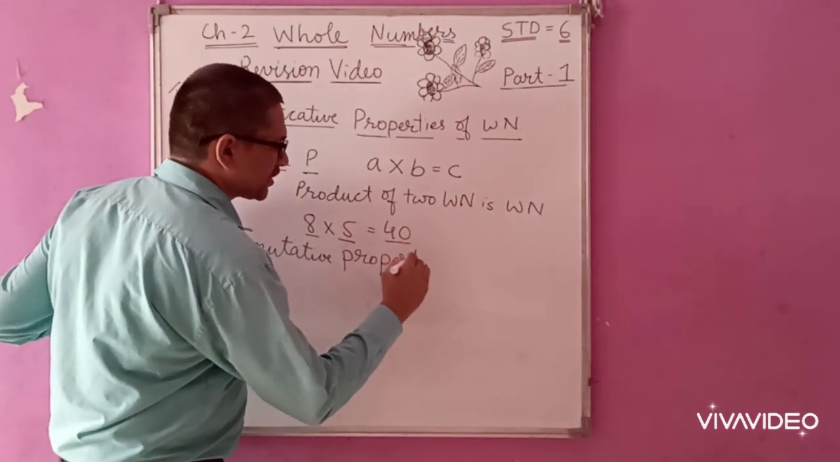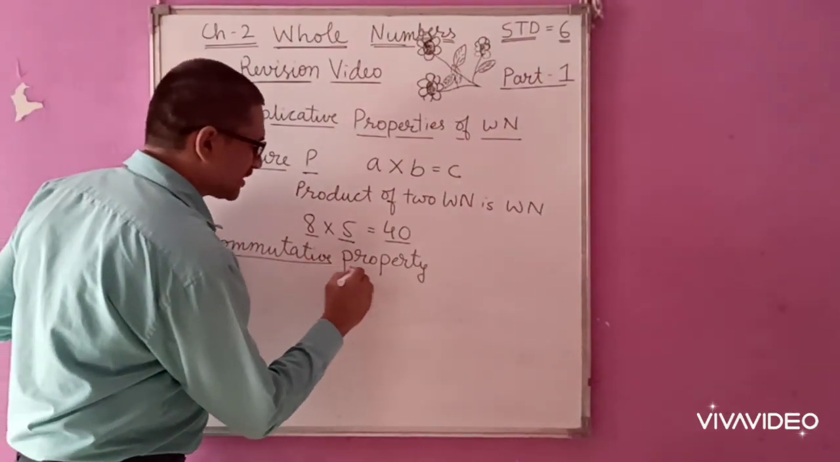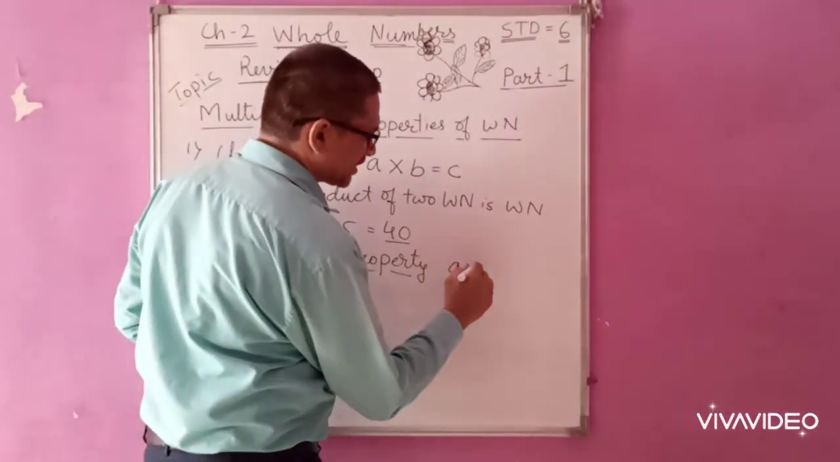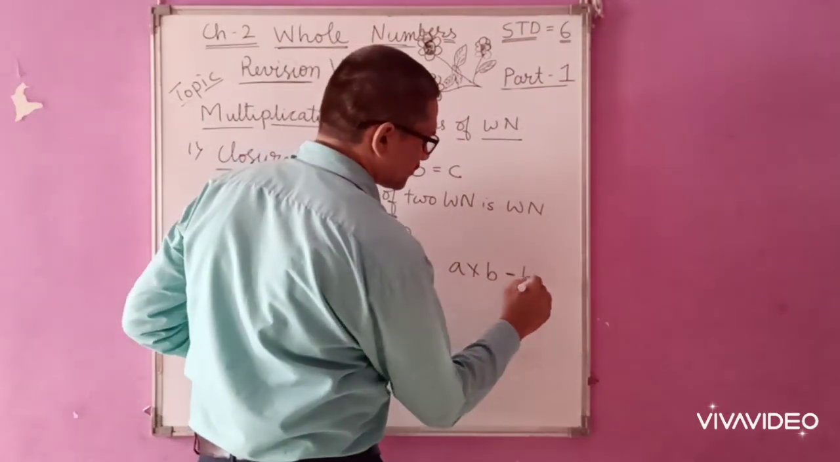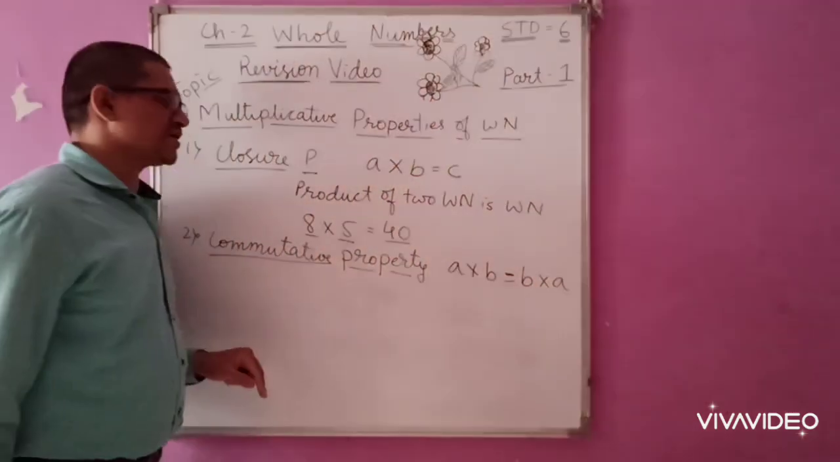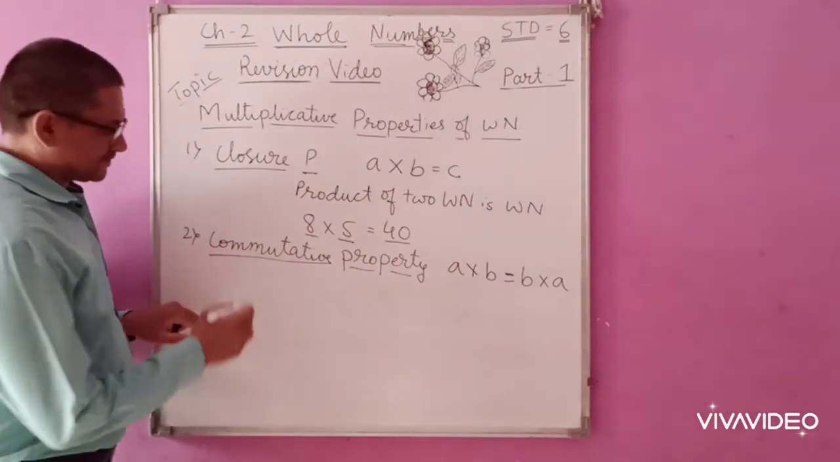Now what is the commutative property? Same as addition, but the sign is of multiplication. A multiplied by B is equal to B multiplied by A.